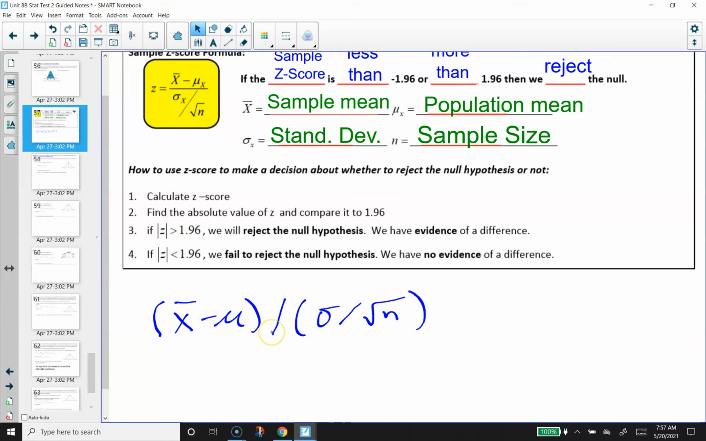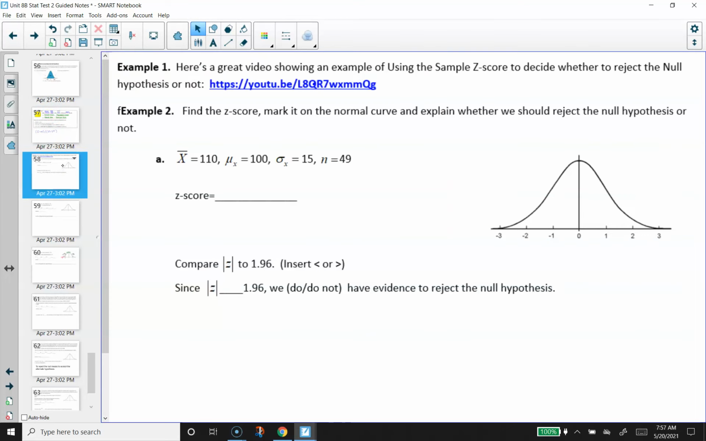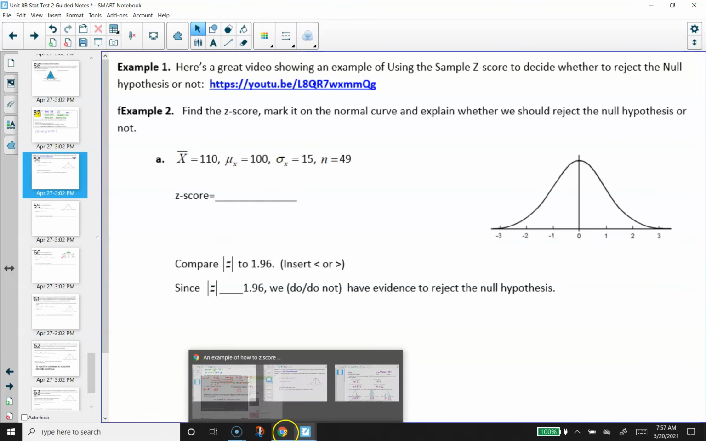So make sure you plug it in with parentheses, otherwise you're not going to get the correct value out of it. So if you have a graphing calculator, you can plug it all in all at once. Just make sure you have parentheses around your numerator and parentheses around your denominator as you do it. All right, here we go. So I actually have a little video to show you kind of an example of how we're going to do the following problems and how we're able to accept or reject. This video is 4 minutes long.